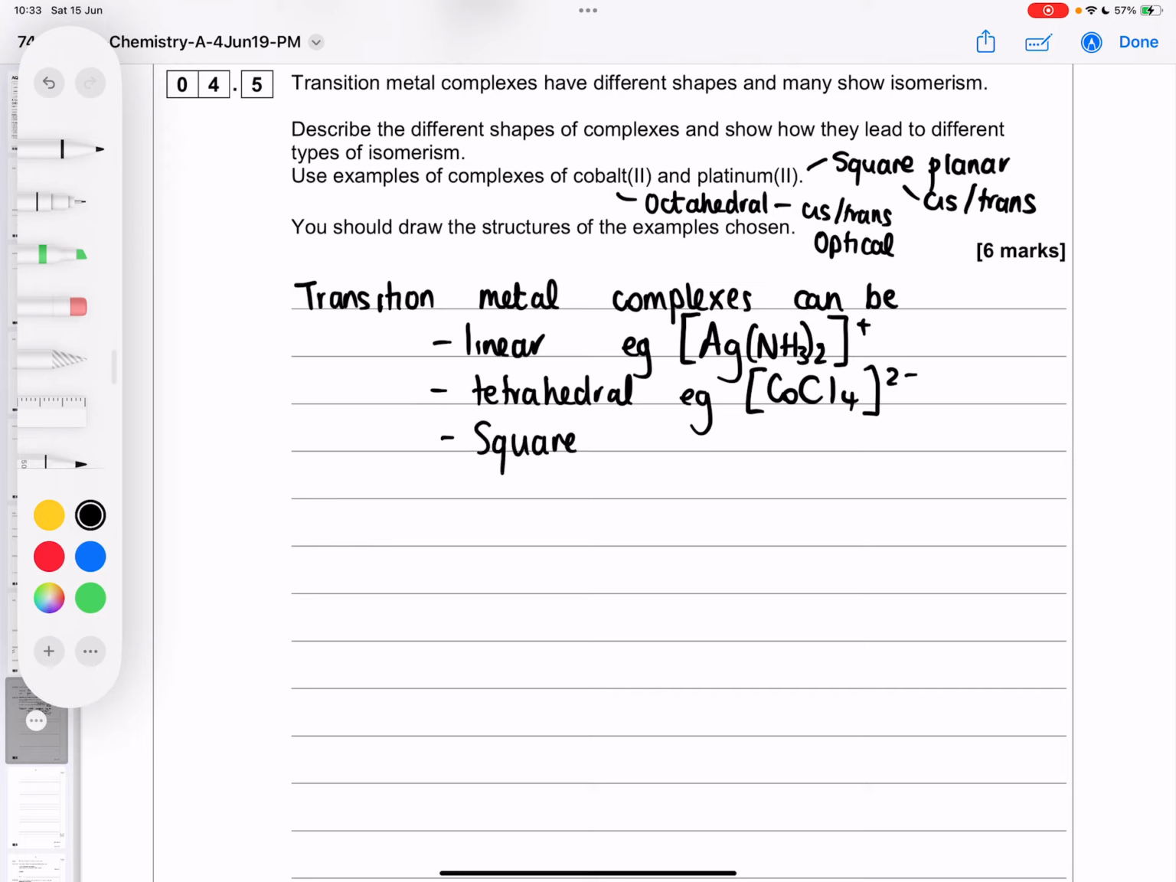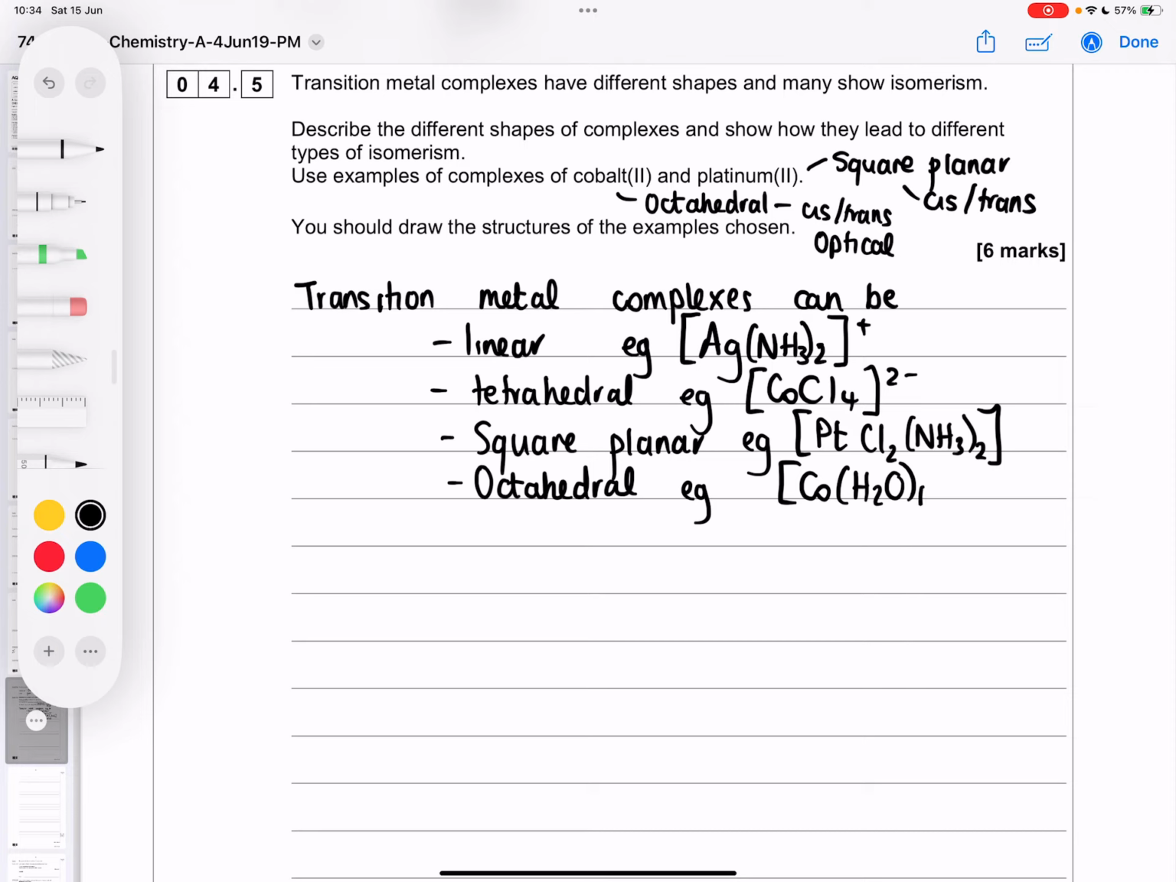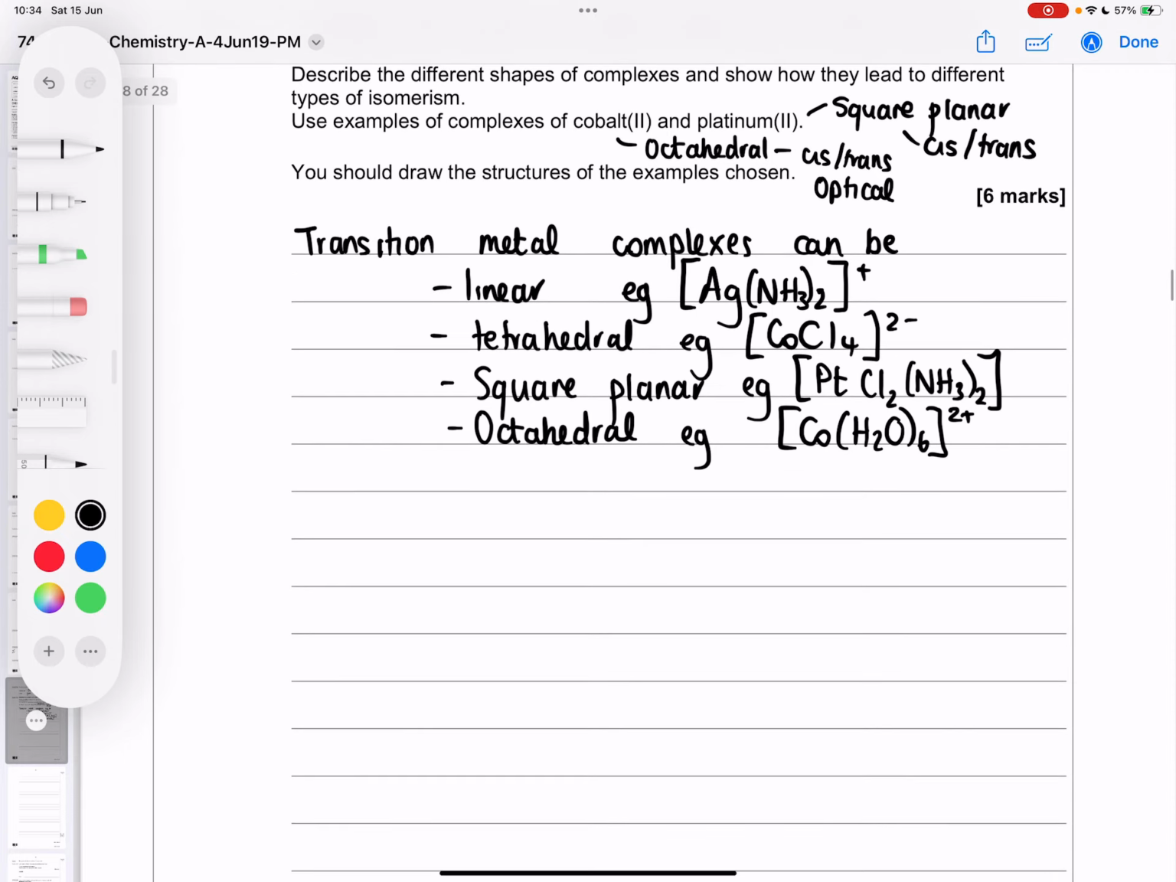Square planar, I'm going to pick cisplatin, because that uses platinum like they've asked us to, so having 2 chloride ligands and 2 ammonia ligands and being neutral, that's cis. And I'm going to be able to do my cis and trans in a minute. And then octahedral, I'm going to start off by just picking cobalt with 6 waters, but that's not going to allow me to show the isomerism, so I'm going to have to choose some other complexes.